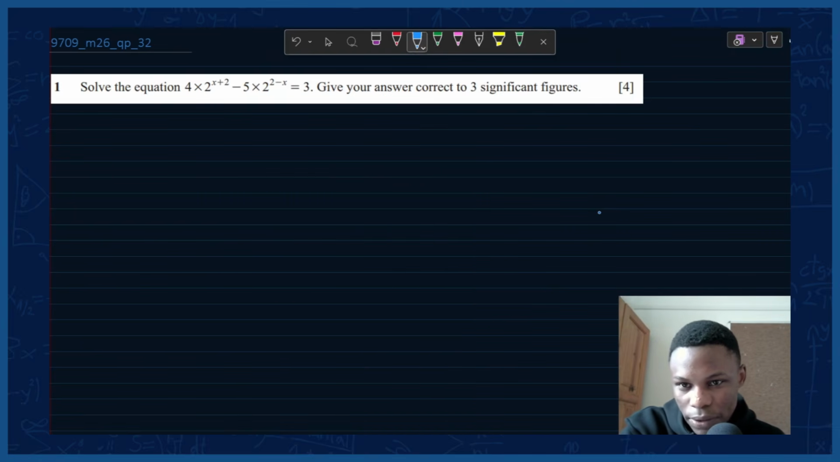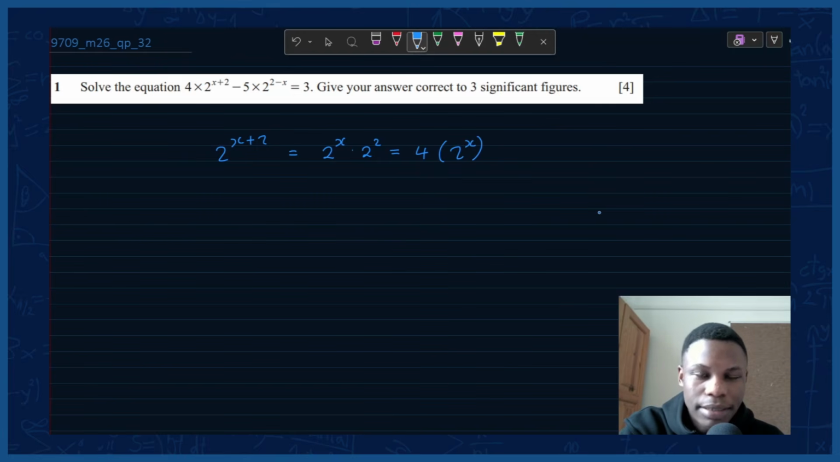So what we want to do first is, I hope you can see, using laws of indices, where I have a 2 to the power of x plus 2. According to laws of indices, this is just the same as 2 to the power of x times 2 to the power of 2, and 2 to the power of 2 we know is 4. So it's 4 times 2 to the power of x, right?